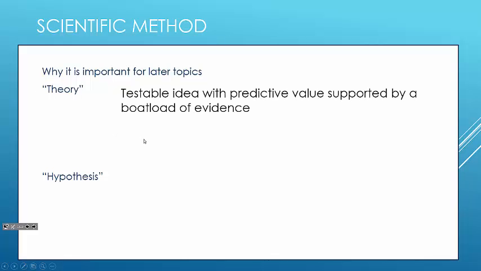So in scientific terminology, a theory is a testable idea with predictive value. In other words, we can use this theory to predict the results of experiments, and it's supported by a boatload of evidence. In non-scientific usage of the term, it means an untested idea, which is exactly the opposite of how we use it in science.